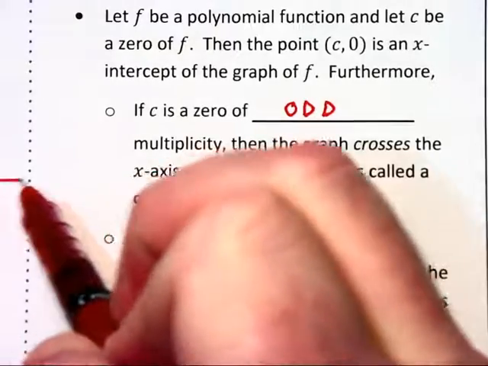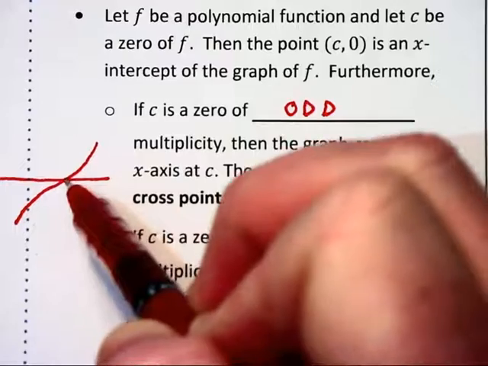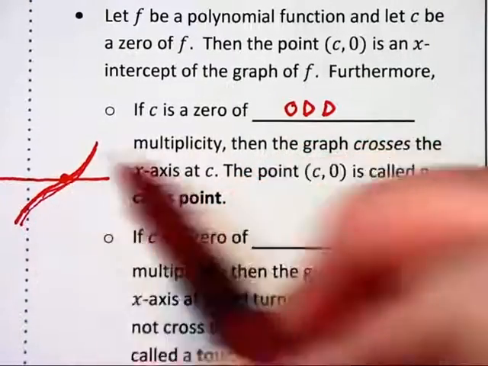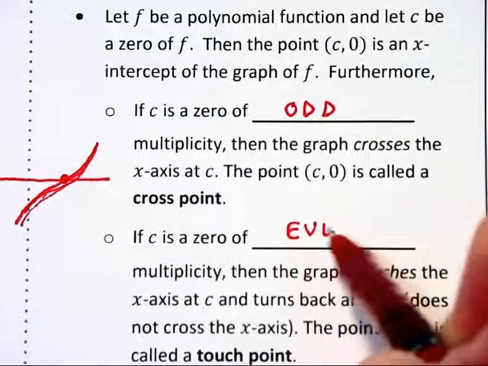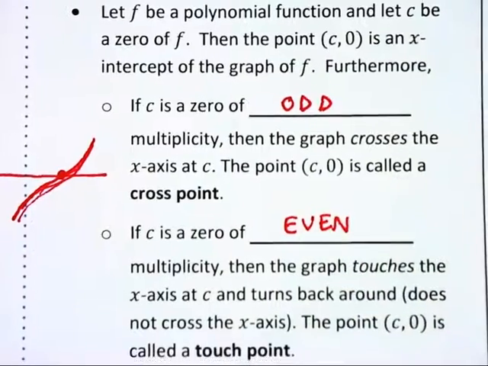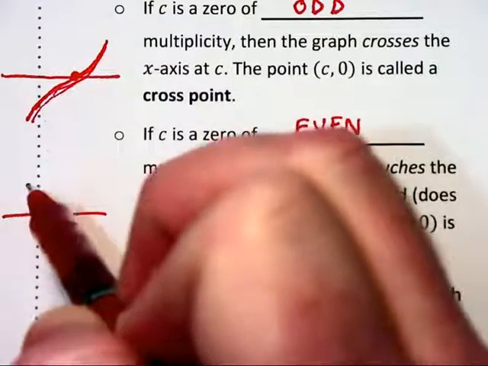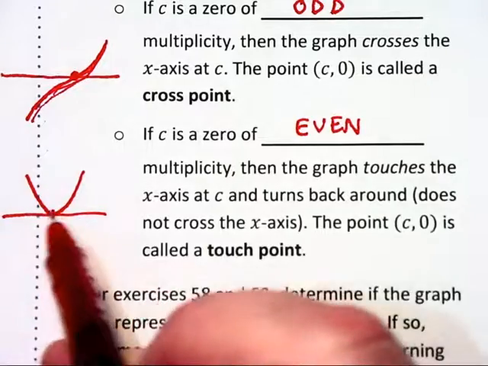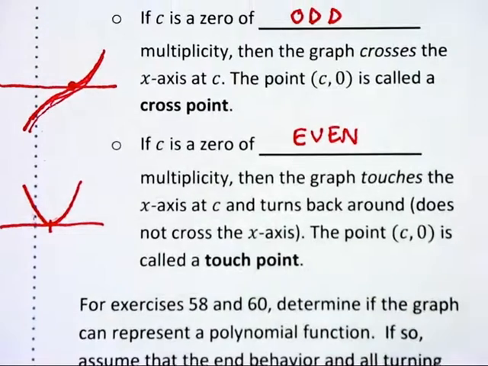In other words, here's my x-axis, and if we have an odd multiplicity at this zero, the graph will cross through the x-axis at that point. If c is a zero of even multiplicity, showing up an even number of times, then when you're looking at the graph here at c, the graph will turn around and just be tangent to the x-axis at that point. Now that's an important feature. That's why we've been talking about this multiplicity all along.